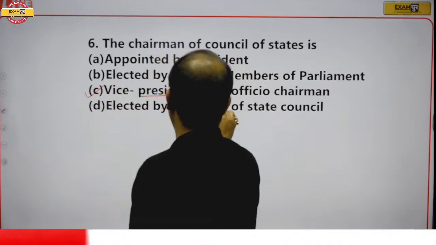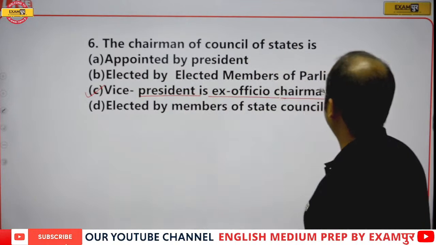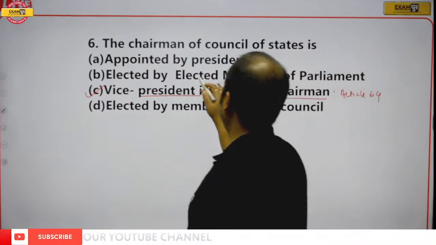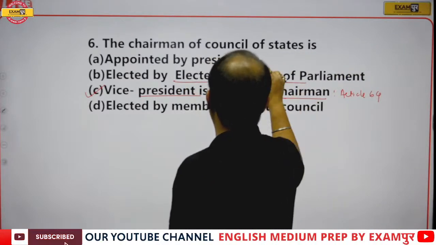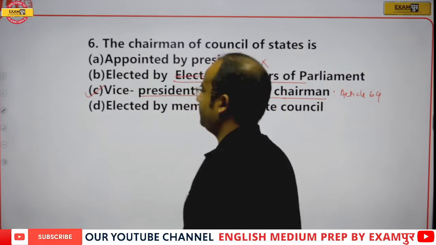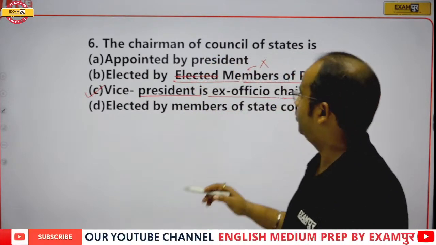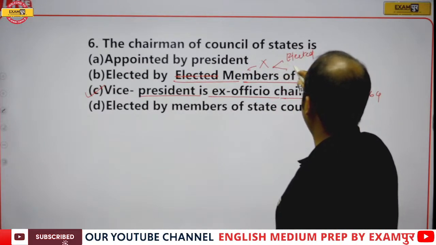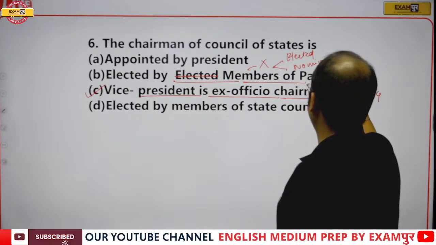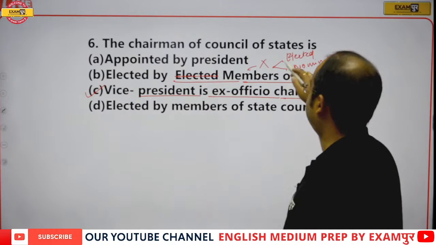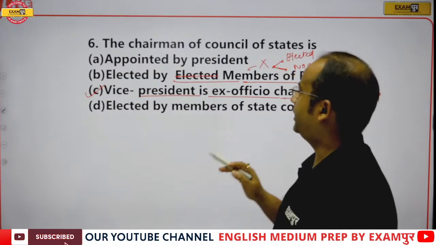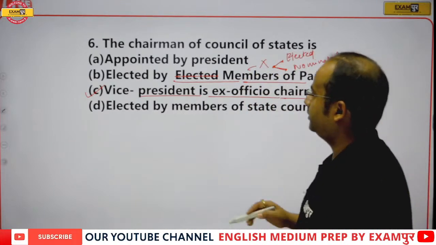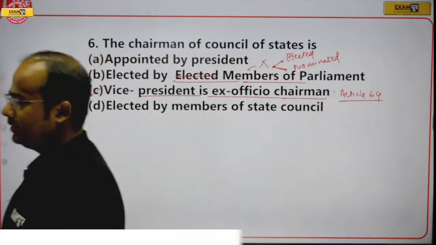The correct answer is very easy, guys: the vice president is ex officio chairman of Rajya Sabha, which is defined in article 64. The statement that he is elected by elected members of parliament is wrong. He is elected by members of parliament, and members of parliament include elected plus nominated. So the correct answer will be option C, defined in article 64 of the Indian Constitution.